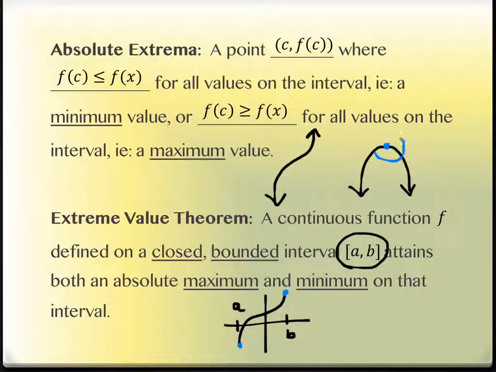We have to look at places that have critical values, places where the derivative is 0. We do have to look at that. And then the other thing that we have to look at is the end points of a graph if we're on a bounded interval. So we're going to be looking at the bounded interval endpoints and the critical points.